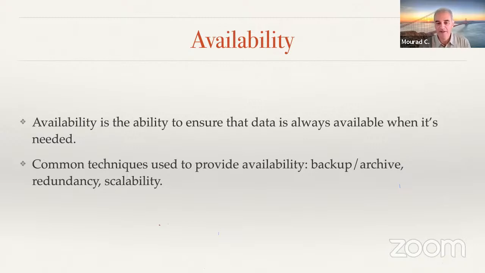So common techniques to provide availability are backup and archive. Think of the scenario where, for any reason, your hard drive or disk crashes, right? If you have a backup of that data, then the data will be available. But if you don't have a backup, then you would basically lose the data. Other techniques are redundancy and scalability. We'll talk a little bit about those also later.